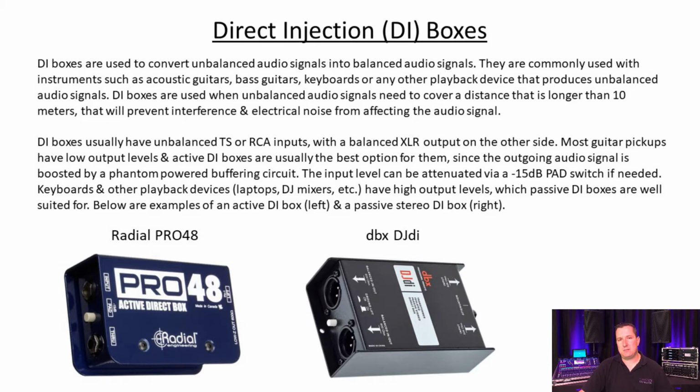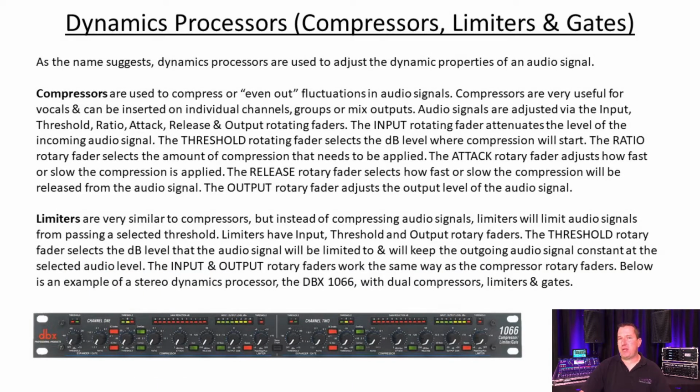As the name suggests, dynamic processors are used to adjust the dynamic properties of an audio signal. Compressors are used to compress or even out fluctuations in audio signals. Compressors are very useful for vocals and can be inserted on individual channels, groups, or mix outputs.